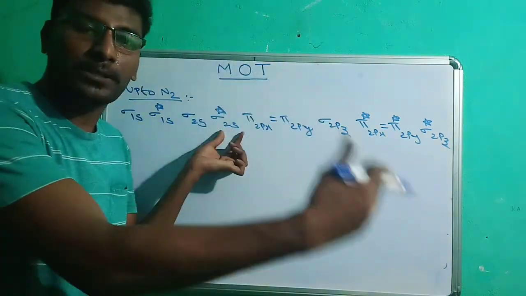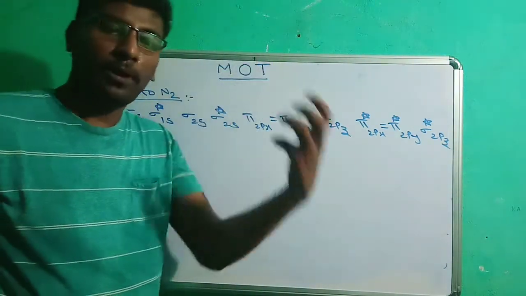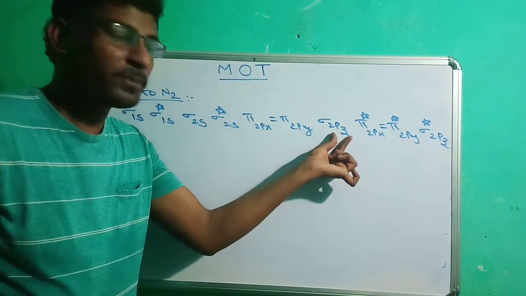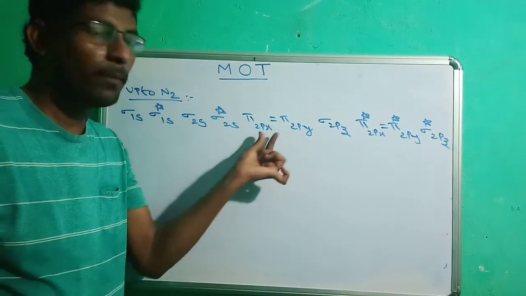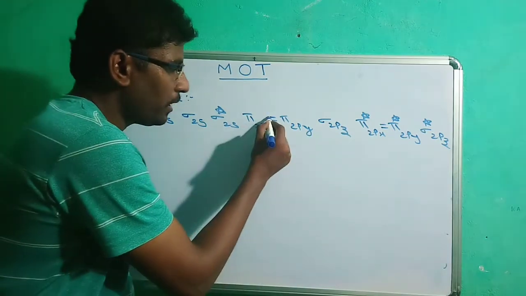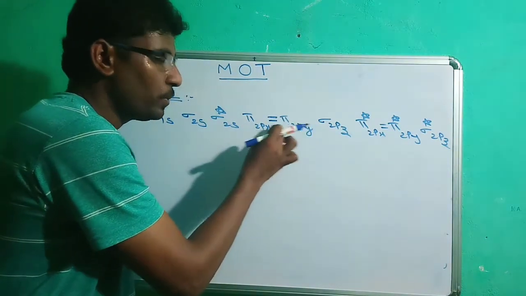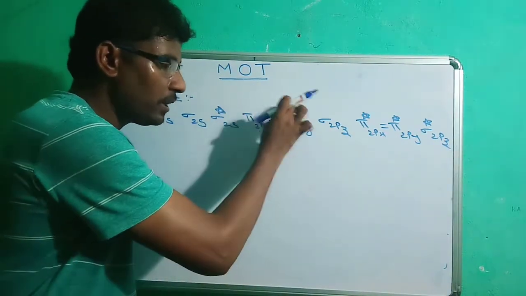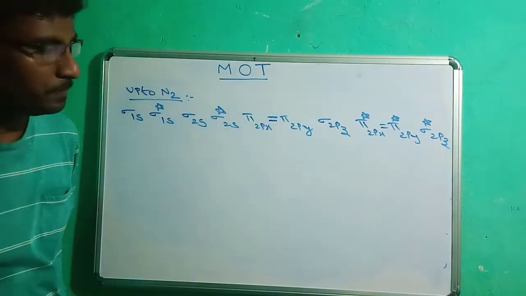When our p orbitals are overlapping, they form sigma bonds and also pi bonds. One p orbital forms a sigma bond, and the remaining 2 orbitals will form pi bonds. The equal symbol explains these 2 orbitals are similar in energy. That's why these orbitals are called degenerate orbitals.